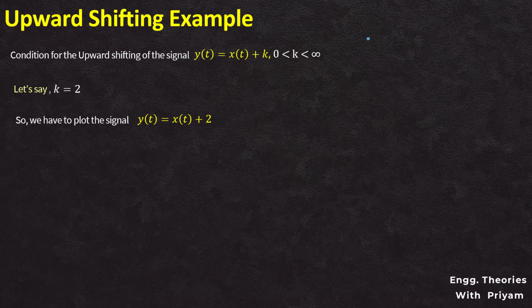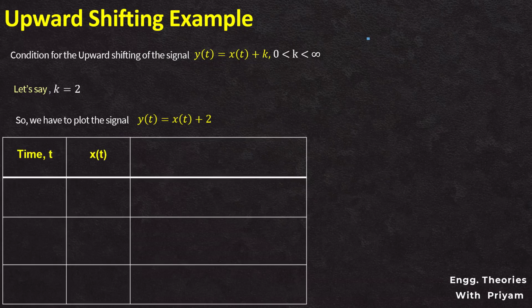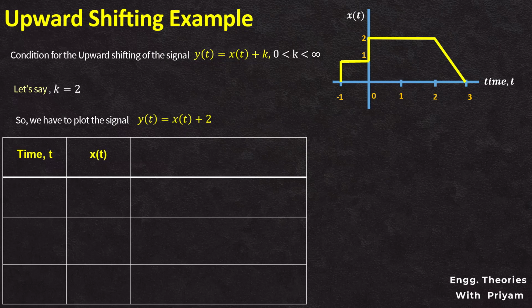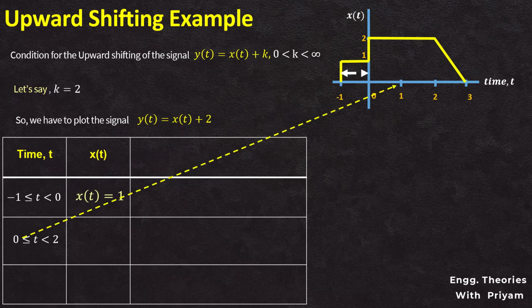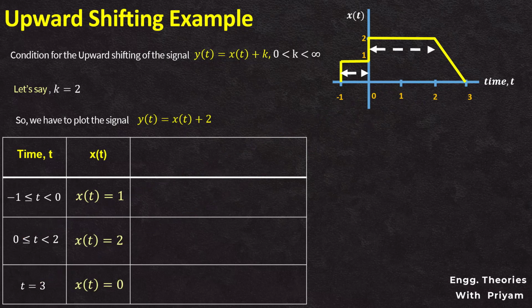Now we will make a table for observing the different values of the signal x(t) at different time instants. When the time t is greater than or equal to minus 1 and less than 0, the value of the signal x(t) is equal to 1. When t is greater than or equal to 0 and less than 2, the value of the signal x(t) is equal to 2. At t equal to 3, the value of the signal x(t) is equal to 0. Now we have to calculate y(t), which is equal to x(t) plus 2.